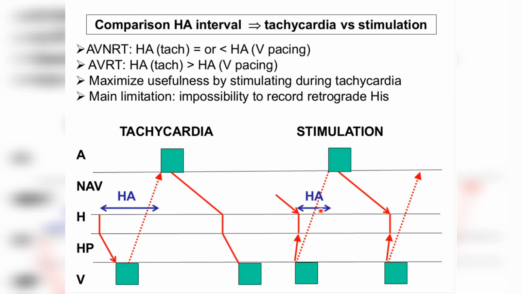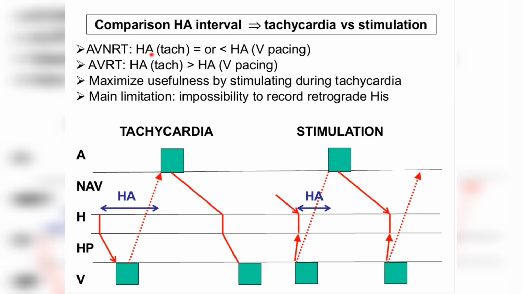In contrast, the situation in AVNRT, in atrioventricular nodal reentrant tachycardia, is different, because if the reentrant pathway inside the AV node reflects on the distal side, reflects right at the His, then the HA during tachycardia is expected to be the same as the HA during ventricular pacing, because the structure in between these two, between the H and the A, is just a fast pathway in the common form of AV nodal reentry.